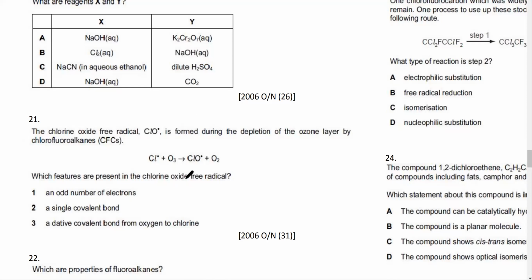So which features are present in the chlorine oxide free radical and odd number of electrons? ये true है, क्योंकि इन दोनों के electrons अगर equal total भी करो ना, तो chlorine has 17 electrons, oxygen has a total of 8 electrons. So total electrons क्या है? It's an odd number of electrons. इसके ऊपर कोई charge भी नहीं है, so it hasn't gained or lost electrons.